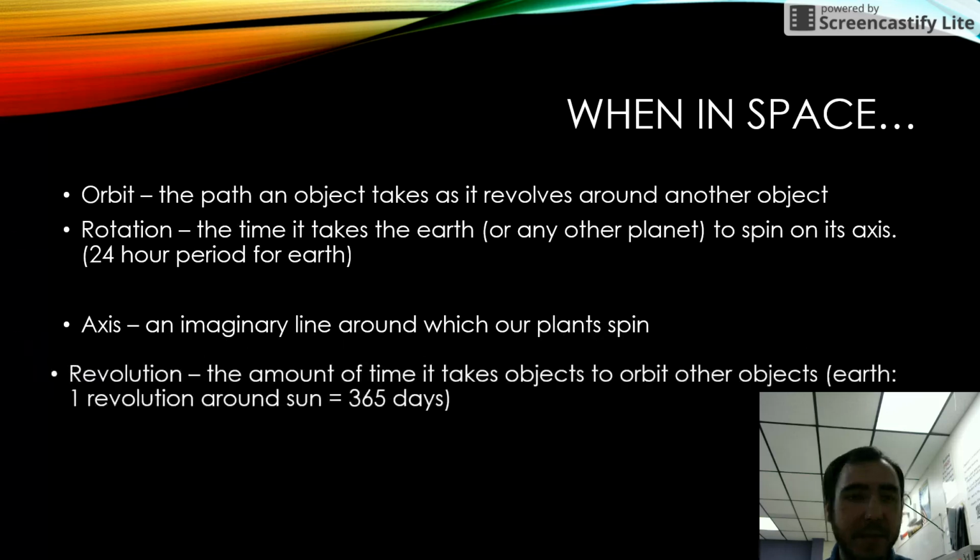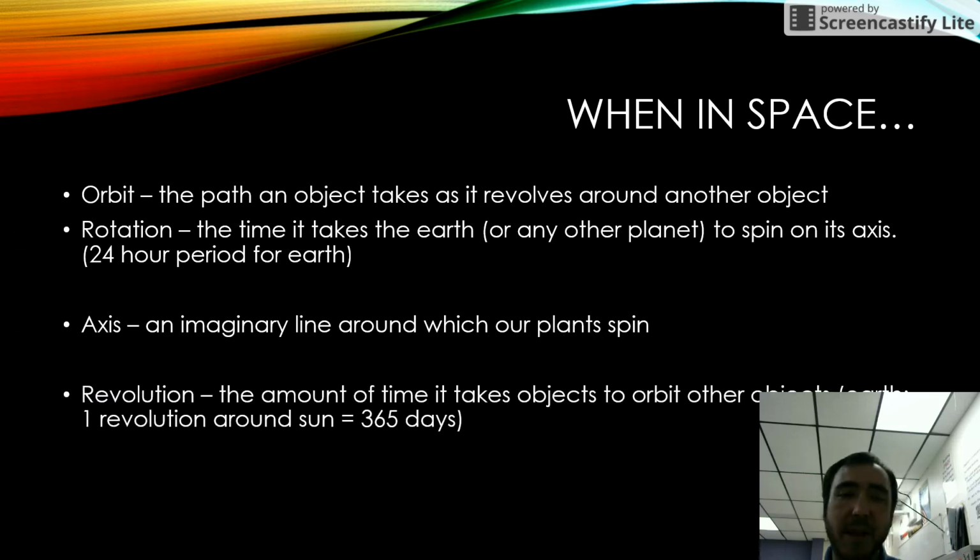And lastly, we have revolution. This is the amount of time that it takes an object to orbit another object. So, for example, it takes the moon 29.5 days to completely cycle through or orbit the Earth. It takes the Earth 365 days to completely cycle through or orbit the sun. That's one revolution around the sun.